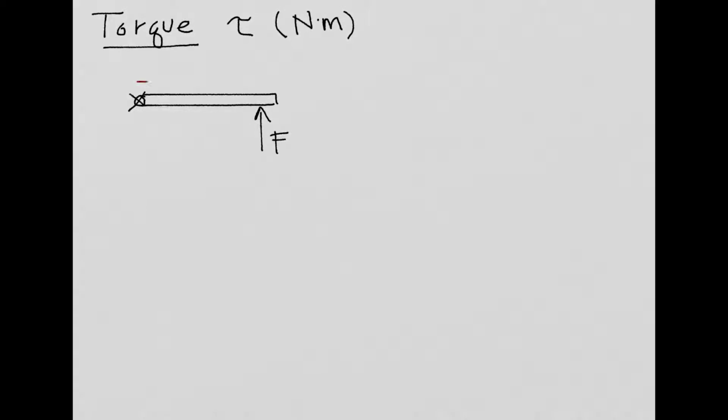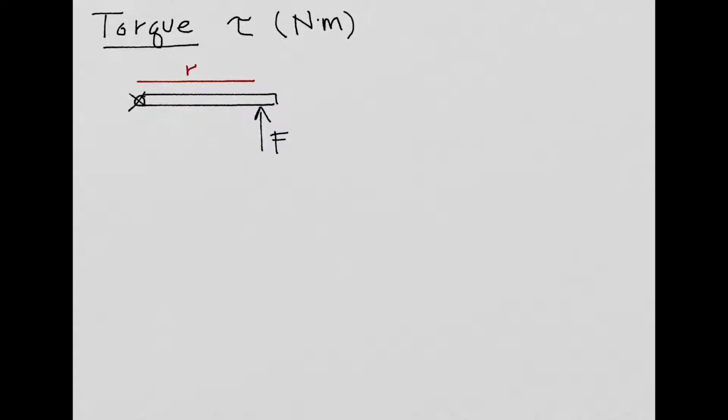So we need to take into account the distance between the hinge and where the force is applied. That we call R, the force we call F. And it's the product of those that creates torque. Torque is the rotational equivalent of force.